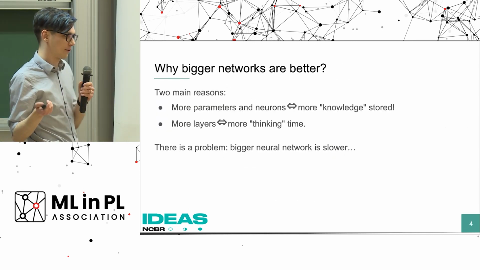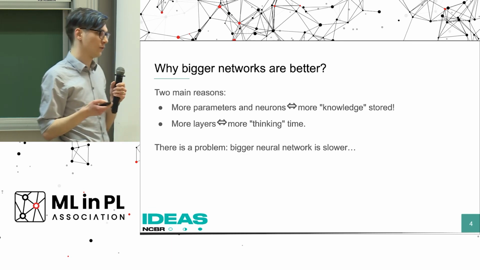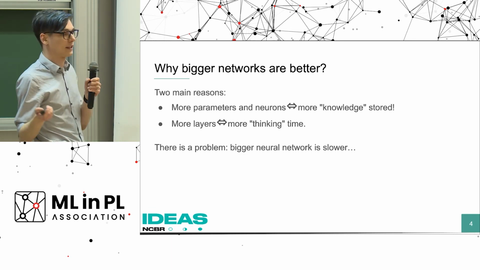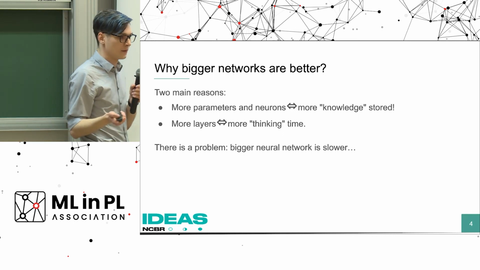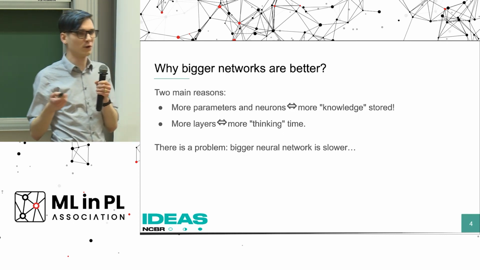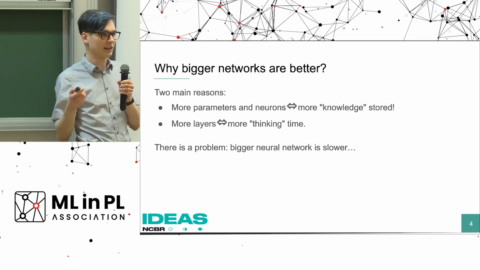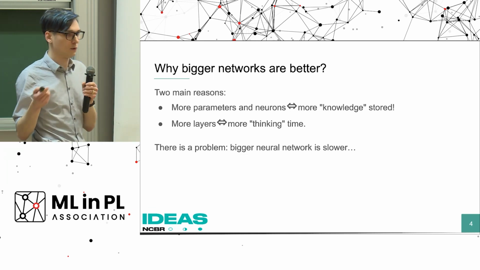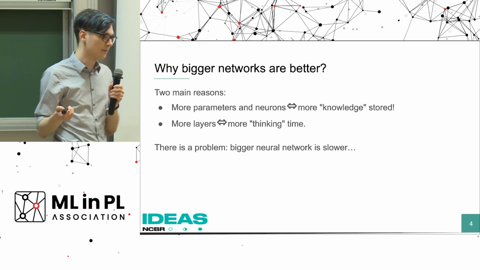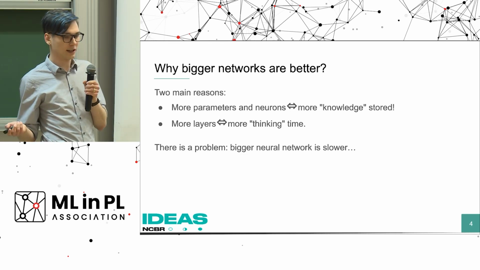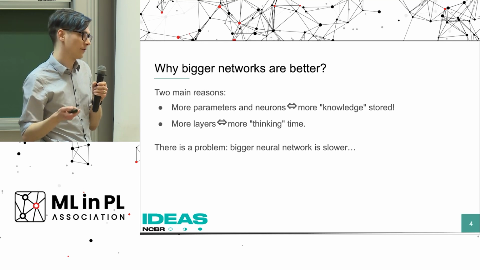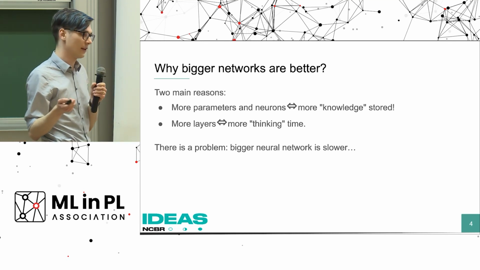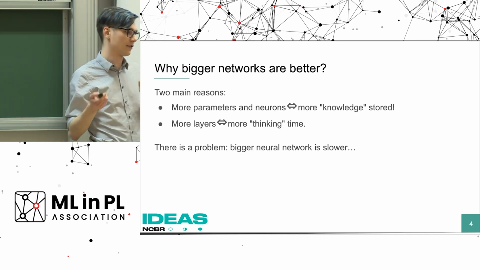So why are bigger networks better? There are two main reasons. First of all, more parameters and neurons means that more knowledge can be stored in the neural network, and more layers also means that more thinking time is allowed for the model. This is all well and good, but there's a problem in that bigger neural networks are slower, but they don't have to be, not always necessarily.